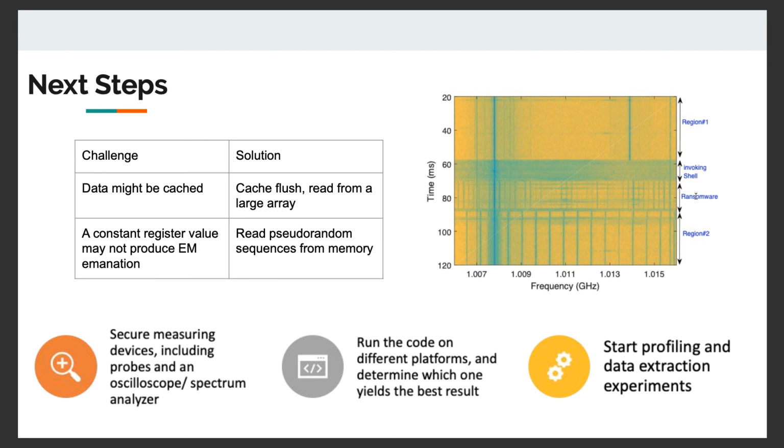And so, more precisely, we first plan to secure some measuring devices, for example, a probe or a spectrum analyzer, and then we will run our code on those aforementioned platforms, and then we'll start our profiling and try to extract the secret from the program. Yep.